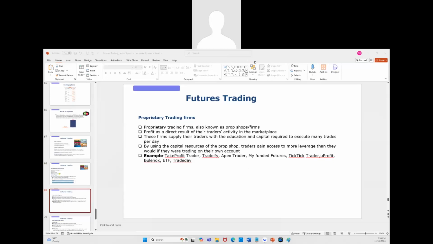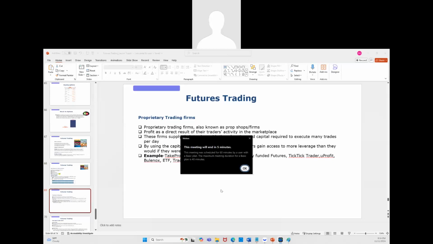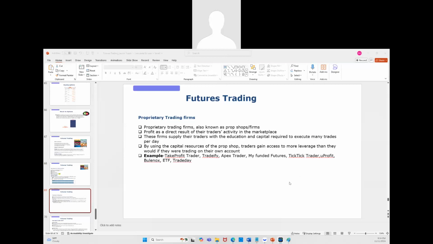Very few people have that money to put in and trade futures, right? That's right. So these prop firms give you the money. They can give you 25,000, 50,000, 100,000, even $1 million to trade, but they take a percentage. For example, the prop firm that I use is called Take Profit Trader. They take 20% of your profit, and you take 80%. But you can cash out your money every day, and you're trading with their money.